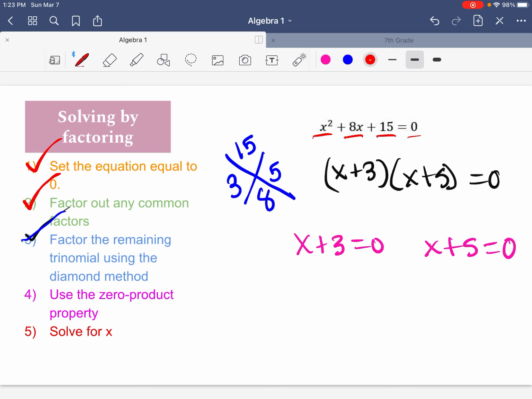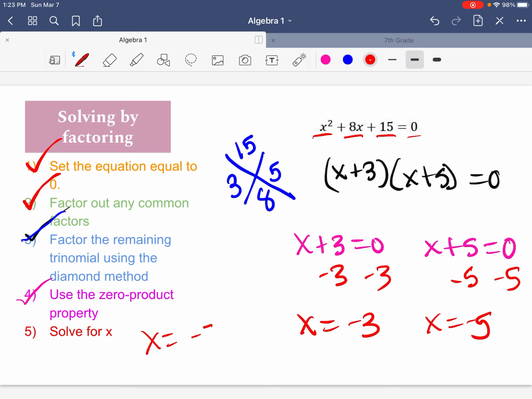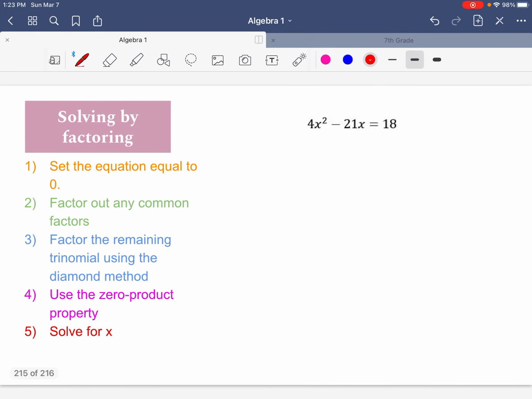Then finally, we will solve for x. So I'm going to subtract 3 from both sides here. So x equals negative 3. And x will also equal, because you're going to subtract 5 from both sides, negative 5. So we say x equals negative 5 and negative 3. Those are the two solutions. All right. Don't forget, solution is another word for x-intercept, also root and zeros. Second problem.